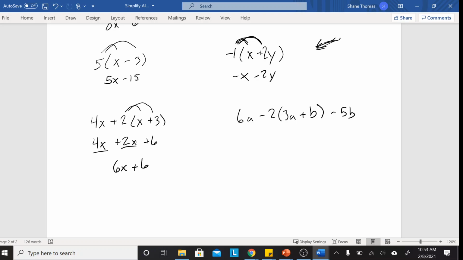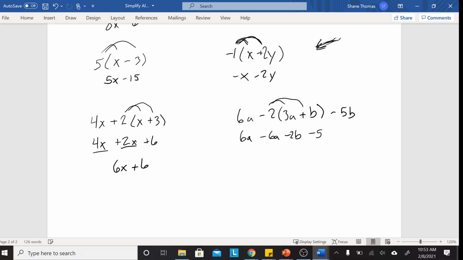All right, next one. Here I cannot combine what's in my parentheses. I have an a and a b. They don't combine. Multiply here and here. So then I have 6a. Negative 2 times 3a is going to be negative 6a. Negative 2 times b is going to be negative 2b.